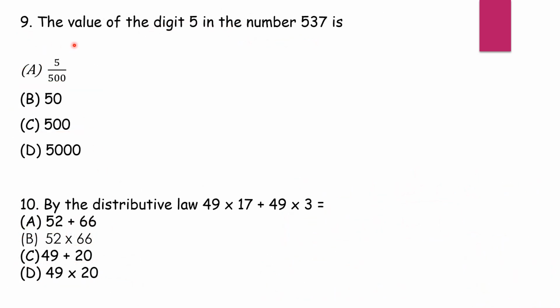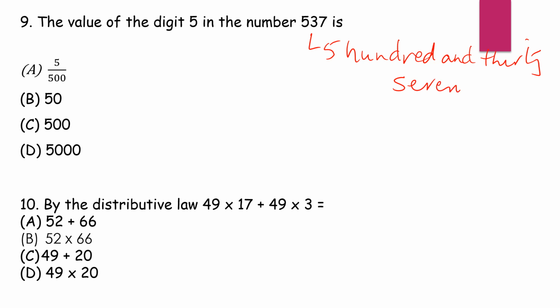Question 9. The value of the digit 5 in the number 537 is, so as we just said, this number reads 537. So the answer will be C.